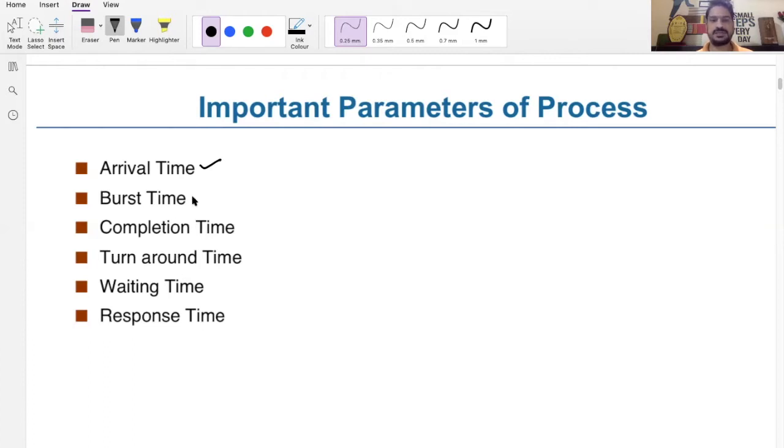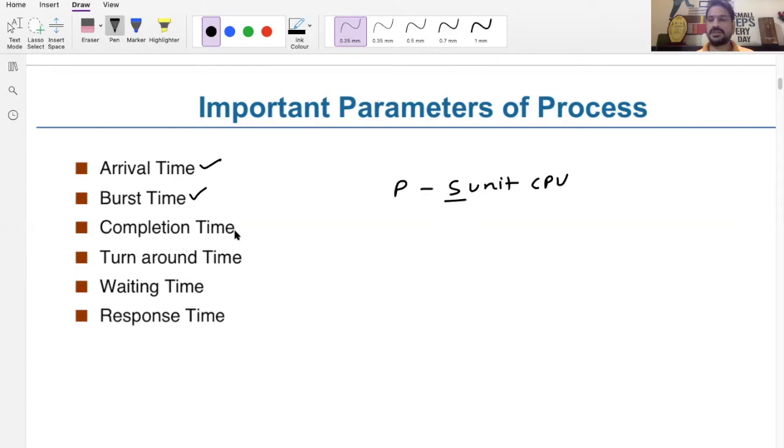That particular time is called arrival time. What is burst time? Burst time is the time duration for which the process requires the CPU. Let's say we have a process and this process requires 5 units of CPU time. This is the burst time of the process. It means that for that time, it requires the CPU for executing its instructions. That particular time is called burst time.